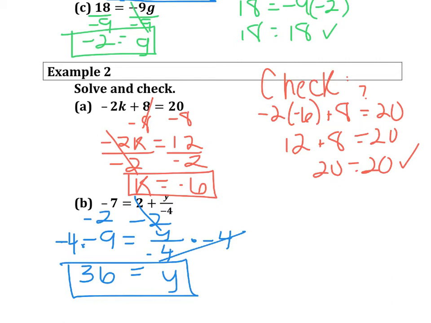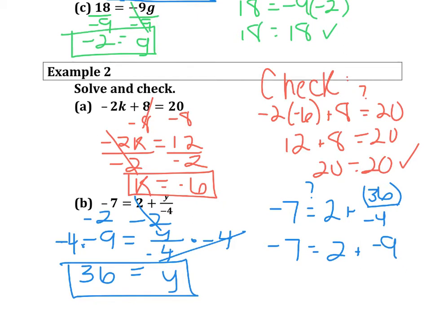We'll do one more check step. So we have -7 equals 2 plus 36 divided by -4. We want to know if those are equal. So first thing, we would divide the 36 by -4, and we'd get -9 because it's a positive divided by a negative. And then we can, of course, see that 2 plus -9 would, in fact, be -7. So that also checks out.